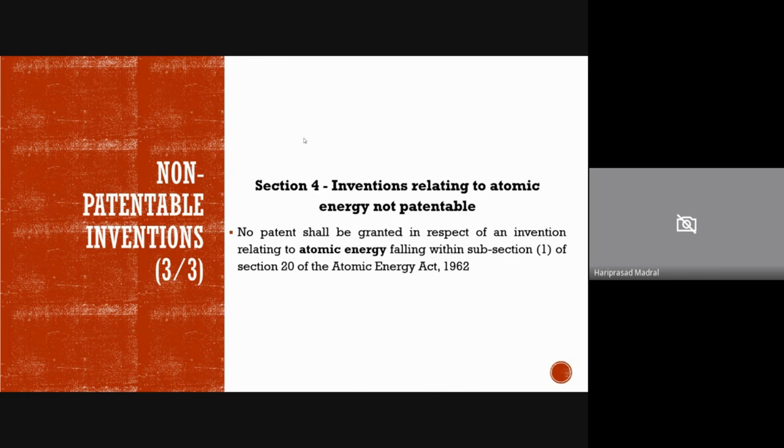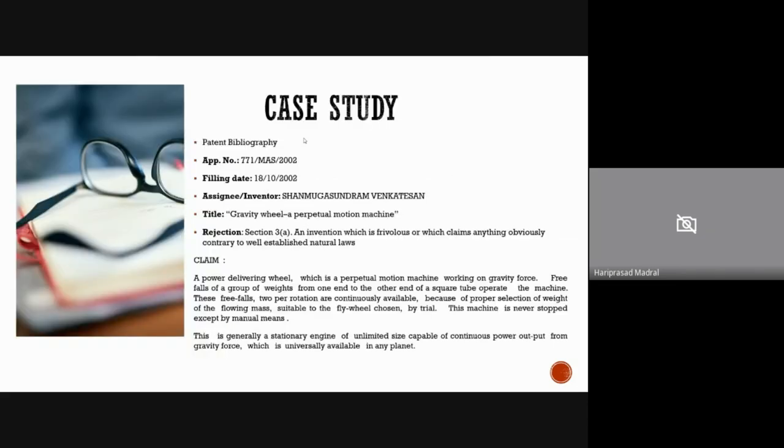So just to take an example, I have one case study which is Indian, an application filed by an Indian inventor who has invented a gravity wheel perpetual motion machine. It was filed in 2002, way back 20 years ago, and the rejection was according to section 3A, an invention which is frivolous or which claims anything obviously contrary to well-established natural laws, and it can be easily found when we read the claim.